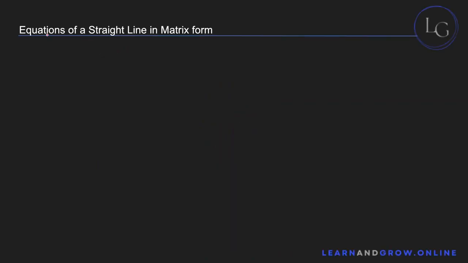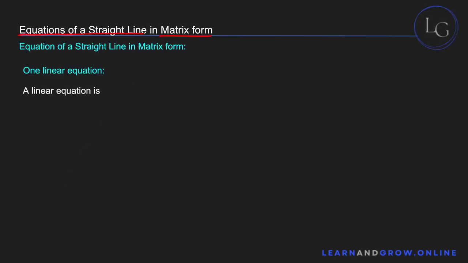Now let's see how you can write equations of a straight line in matrix form. So let's look at one linear equation first. This is the general equation of a line. Let's see how you can represent this in a matrix form. First, what you must do is convert this into this form: Ax plus By is equal to minus C.